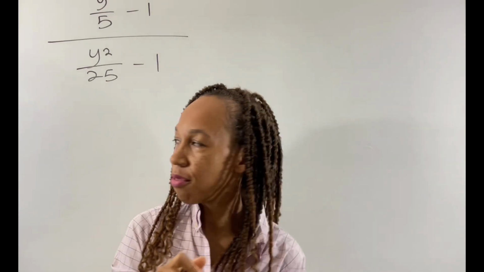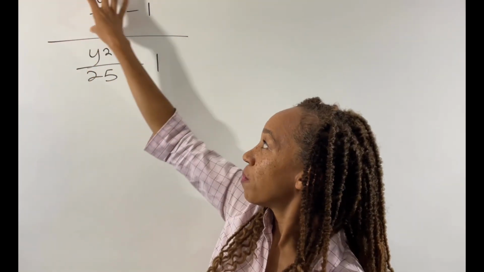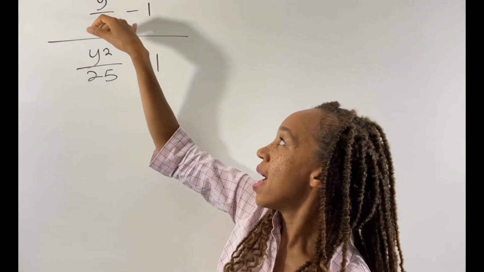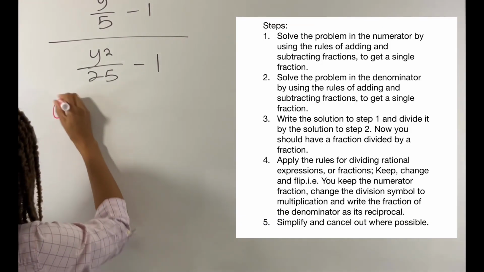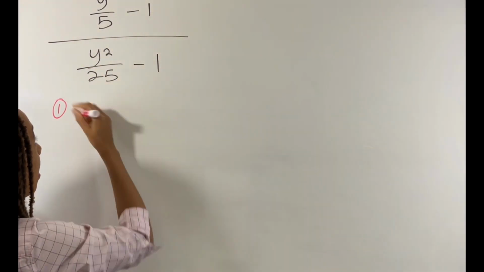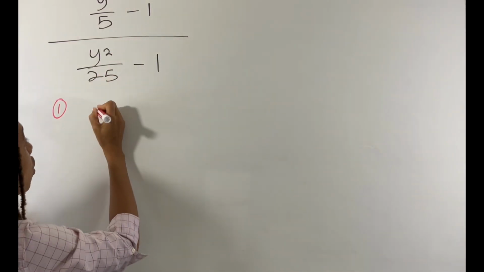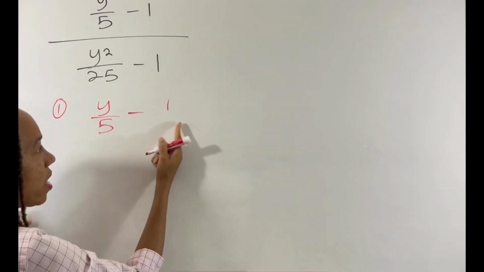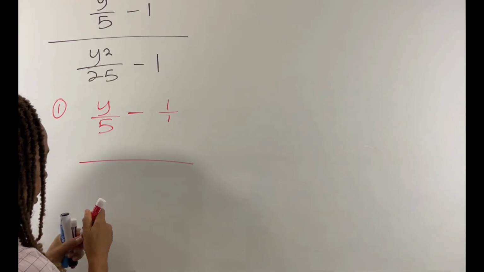You might be saying to yourself, wow, you have the first part, which is the numerator, that has a fraction and a whole number subtracted by a whole number. And so you have to treat this first and do that one first. So step number 1, as usual, you are going to solve for what is in the numerator. And we will do that subtraction because that's what is happening here. So you have y over 5 minus 1. You can choose to either do 1 over 1, which is fine, and then you take it from there.